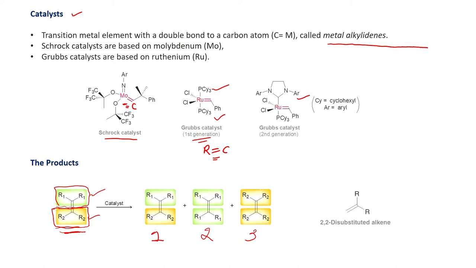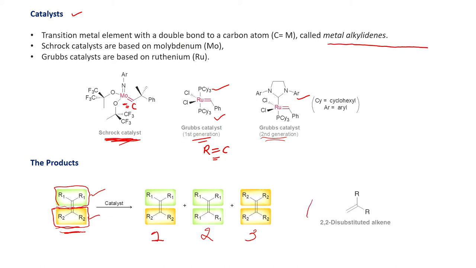In the Schrock catalyst, the Schrock catalyst is very active compared to the Grubbs catalyst, but it is very difficult to handle because it is air sensitive and moisture sensitive. Grubbs catalyst is not that sensitive. It is easy to handle in the lab. So generally, whenever we do reactions in the lab for alkene metathesis, we use Grubbs catalyst, first generation or second generation.